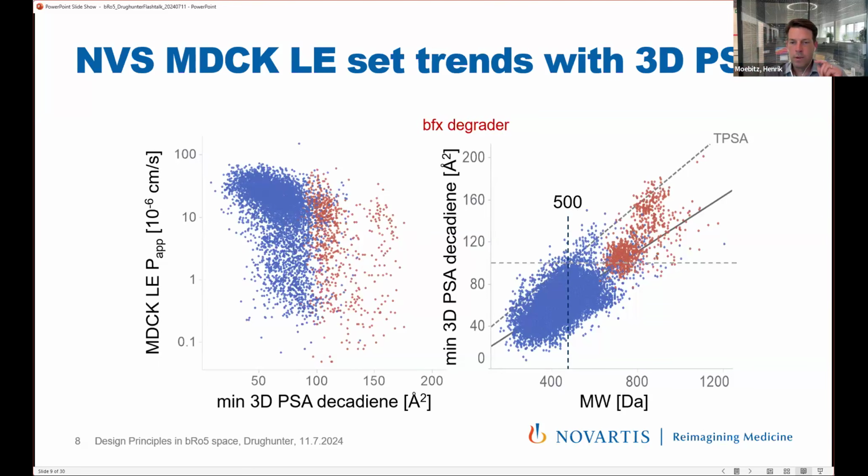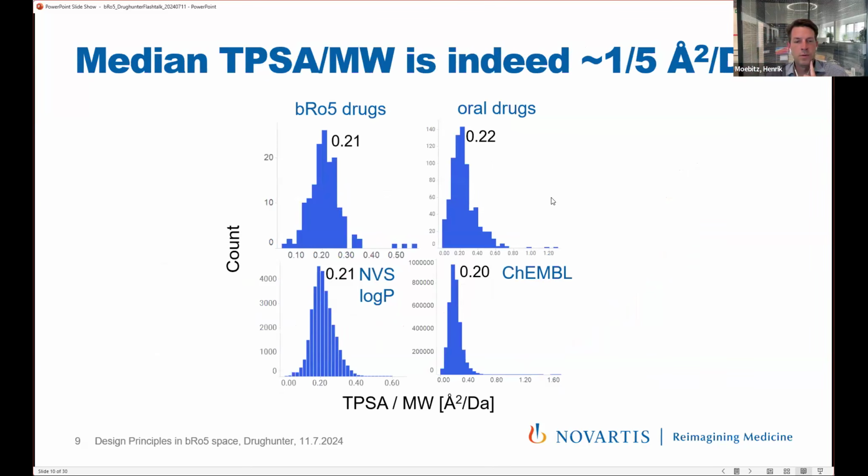The reason why I can plot that is shown on the next slide, because here you have the distribution of the fraction of polarity. So that's TPSA divided by molecular weight. It's a measure of the polar atoms in a molecule, or the fraction of polar atoms. And across different data sets, this is remarkably close, around 0.2. And of course, this is biased by the chemical matter that is inside that data set.